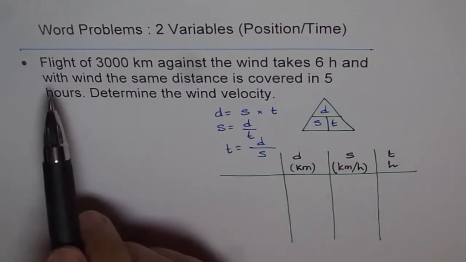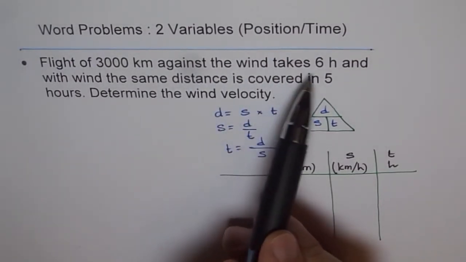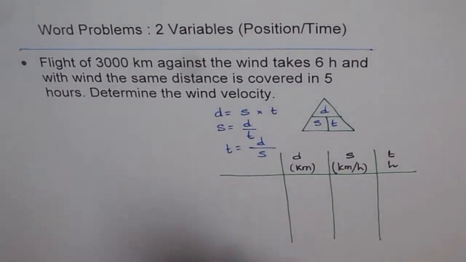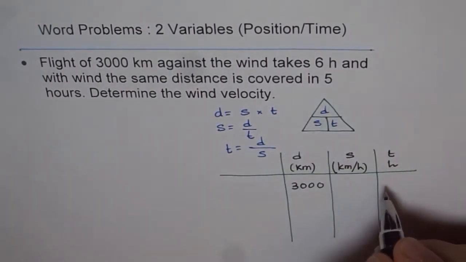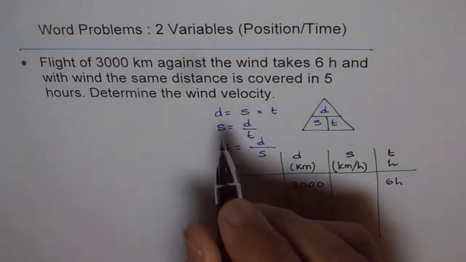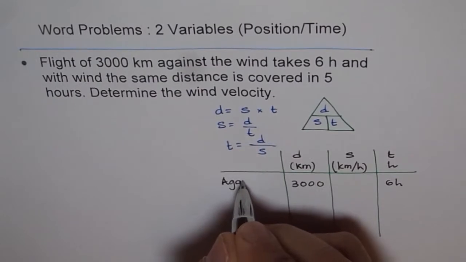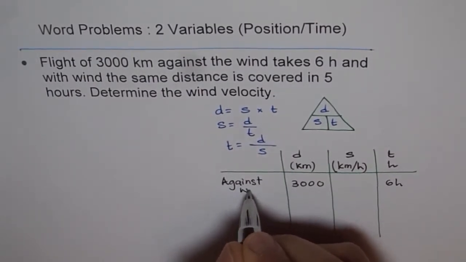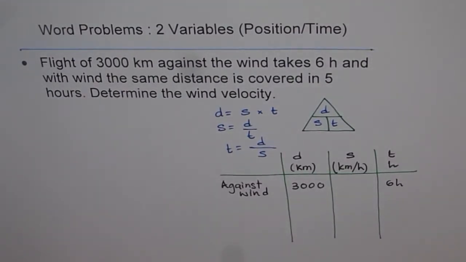Let's read the question. Flight of 3000 km against the wind takes 6 hours. So we are given 3000 kilometers is the distance. Time taken is 6 hours. And against wind, let's write against wind for the time being. Now what is the speed? We don't know the speed here, right? So what we will do is we will define some speed and then correlate.